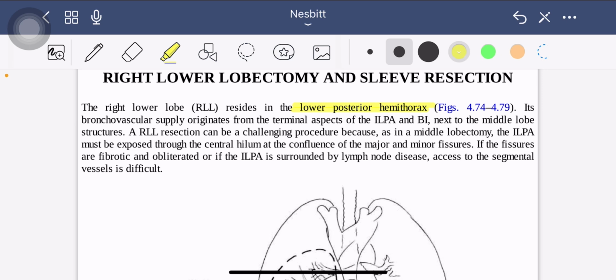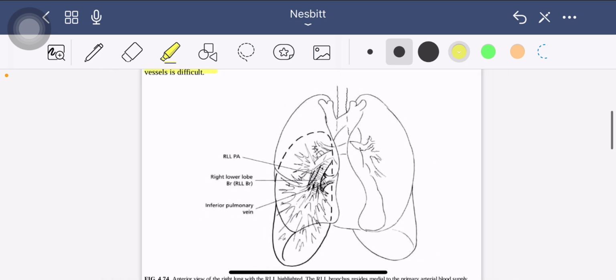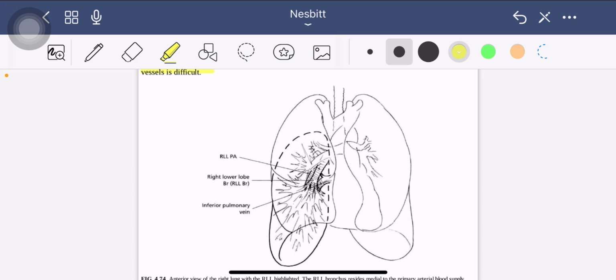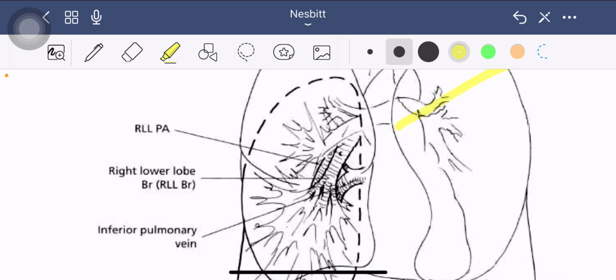A right lower lobe resection can be a challenging procedure because, as in a middle lobectomy, the ILPA, that is the pulmonary artery, must be exposed through the central hilum at the confluence of the major and minor fissure. And if the fissures are fibrotic and obliterated, or if the ILPA is surrounded by lymph nodes, then access to the segmental vessels is difficult. So this is an important point for the right lower lobectomy.